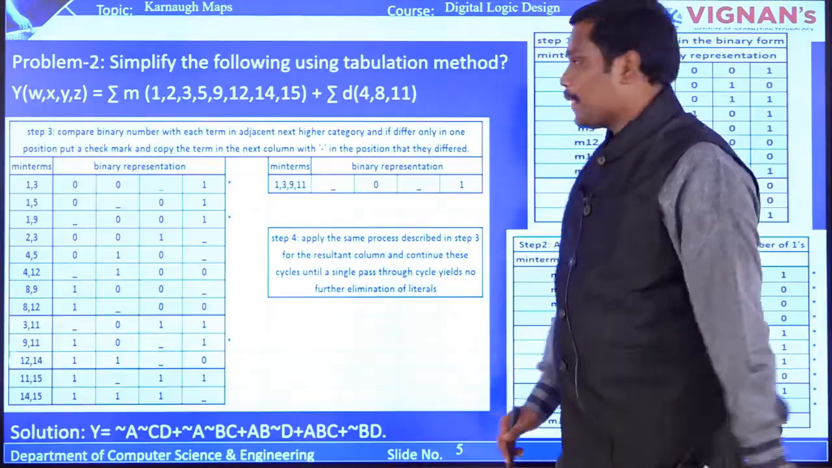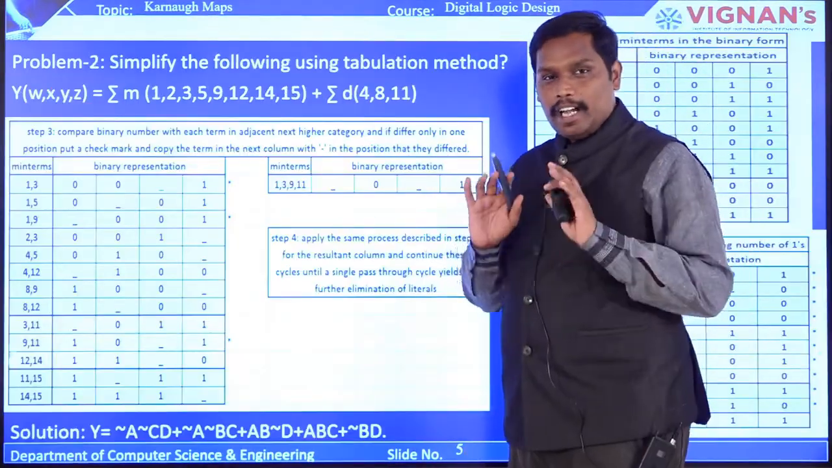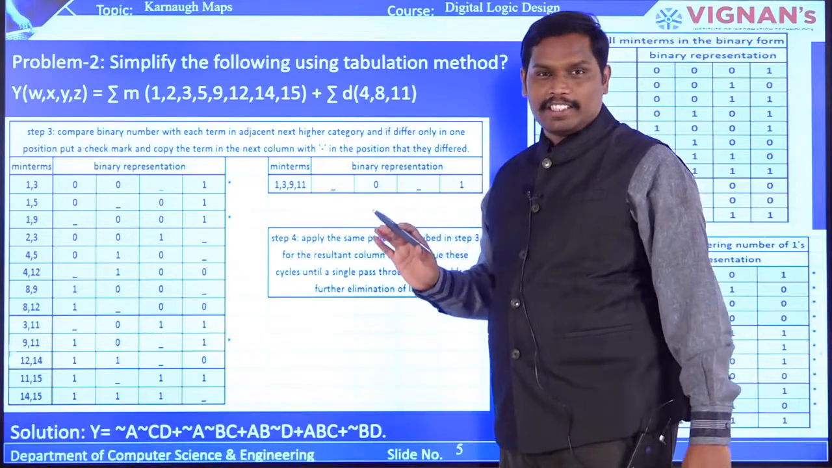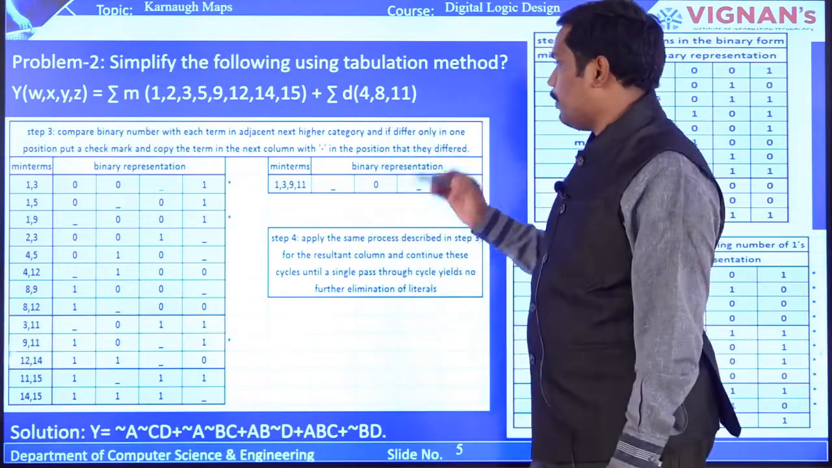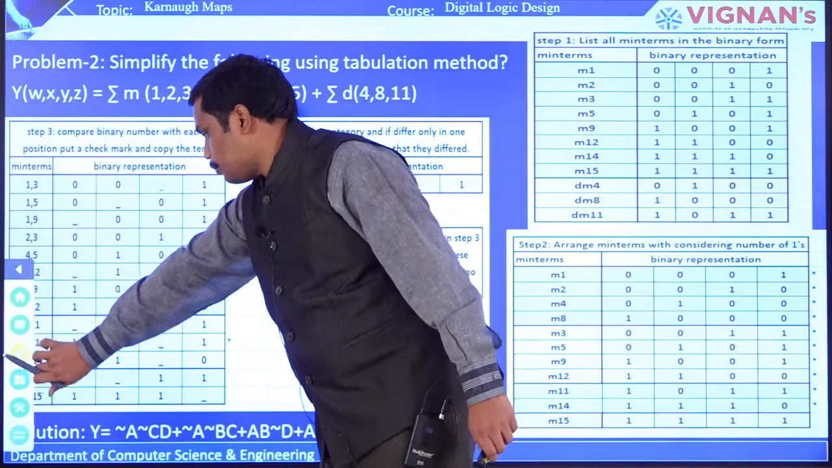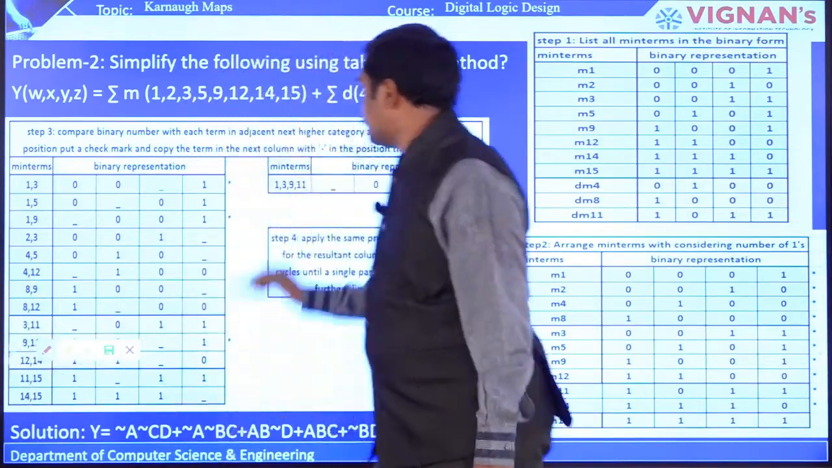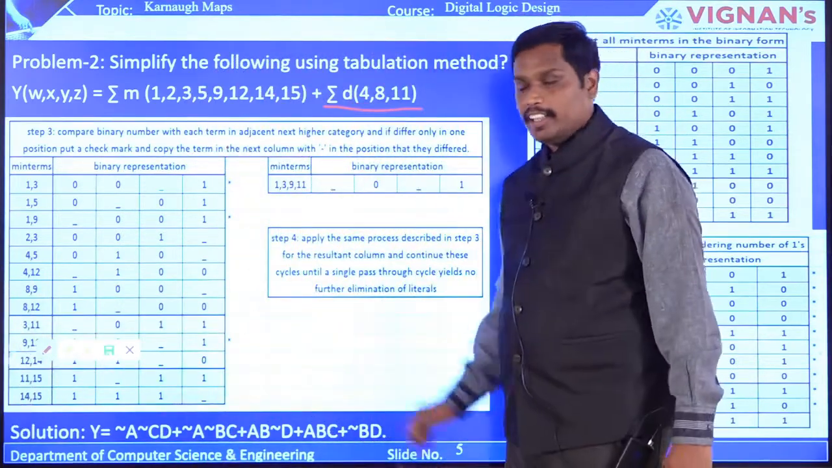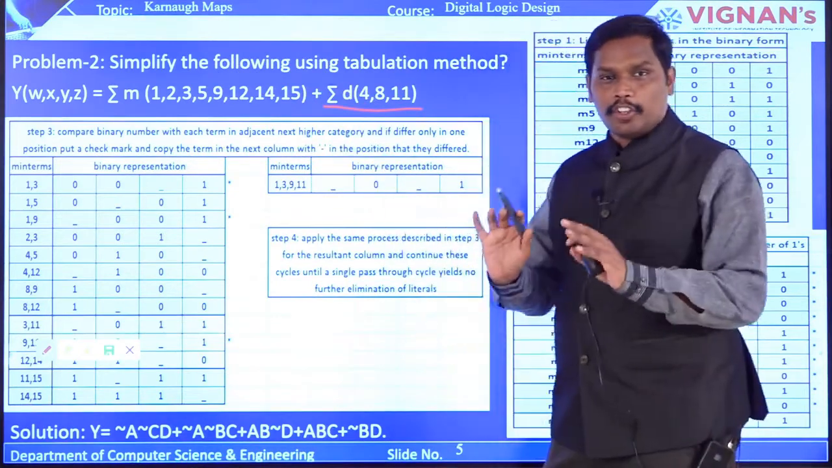Right. So this is the second problem. As you have understood how to solve the Quine-McCluskey tabulation method, but in this problem we will have a don't care condition. So that is the important one that you have to consider, the don't care condition. So the don't care conditions are already there. So min terms plus don't care conditions, you are going to solve the problem.